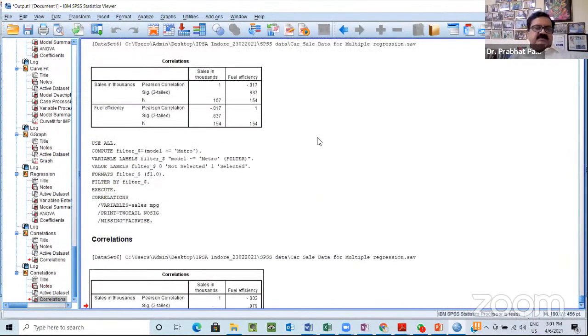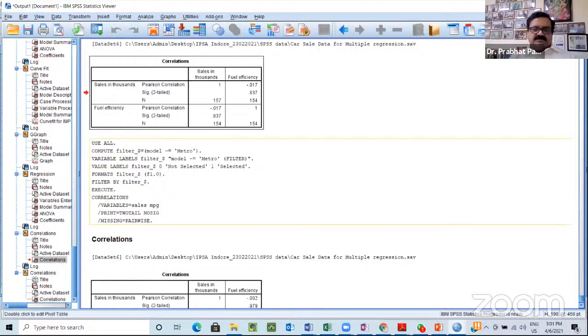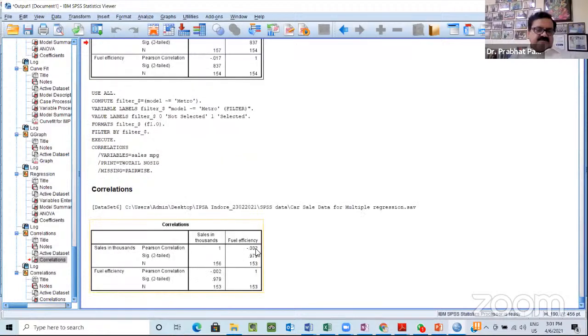So earlier the correlation was minus 0.017. Now it is almost negligible, 0.002. But the correlation is highly insignificant. The p-value is 0.979, so this is also insignificant, but the correlation has definitely improved. So there is something more that we need to do with this data.